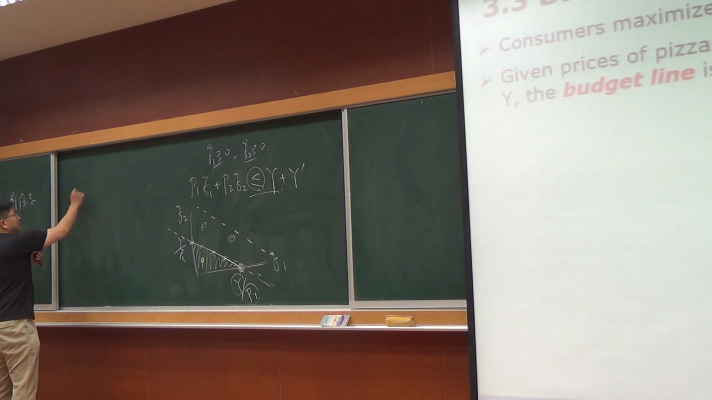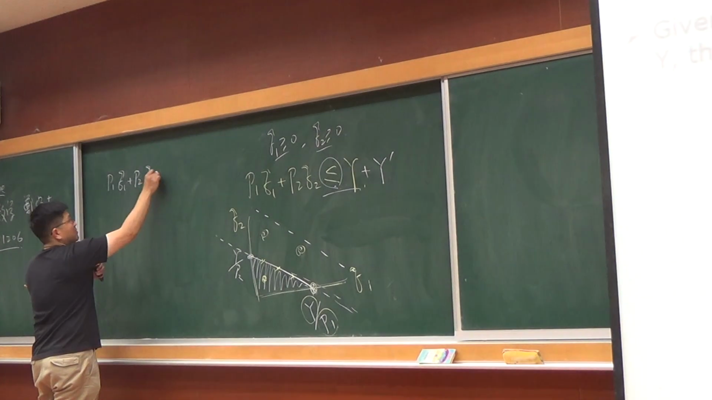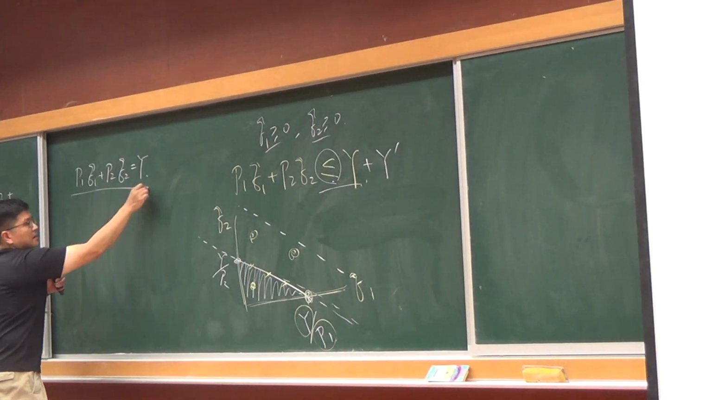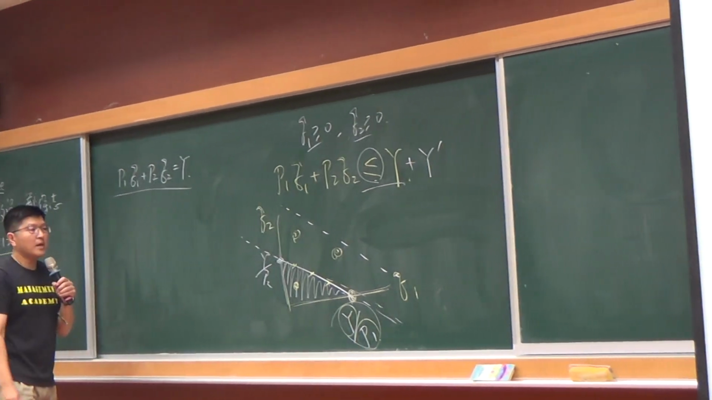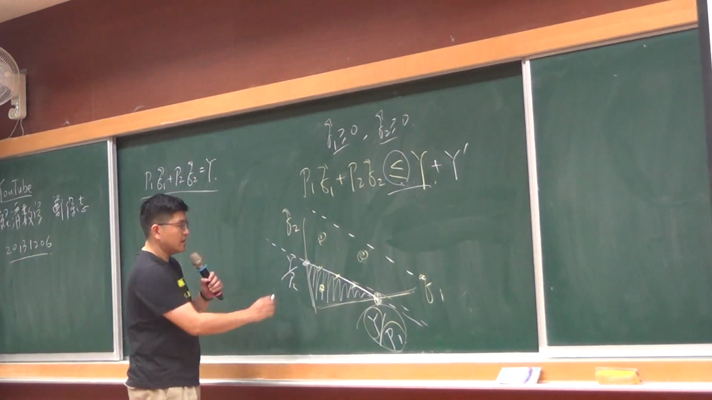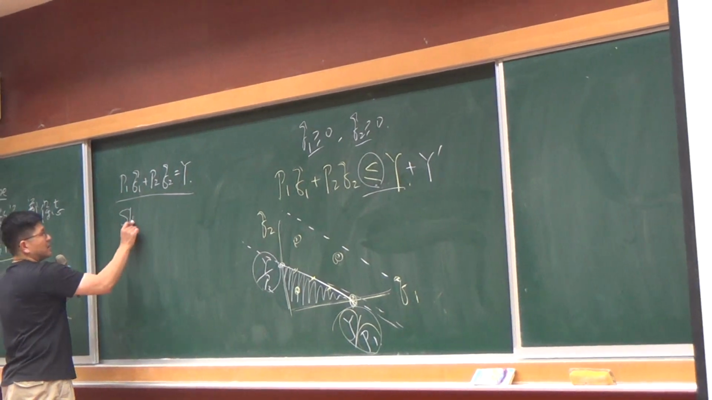Budget constraint: P1 Q1 plus P2 Q2 equals Y. The horizontal intercept will be Y over P1 and the vertical intercept Y over P2. So what would be the slope?